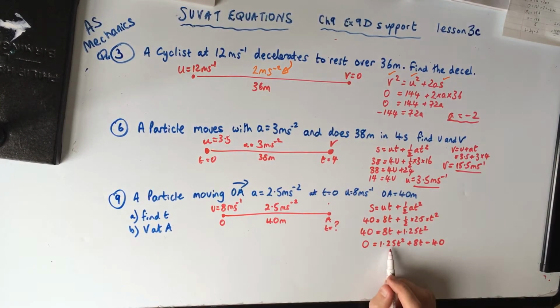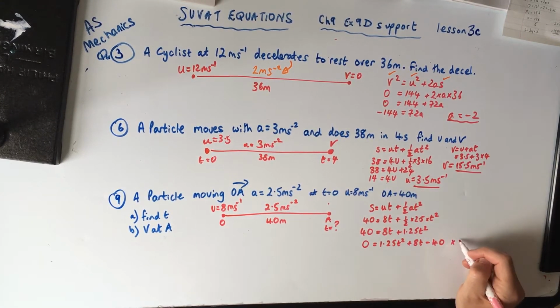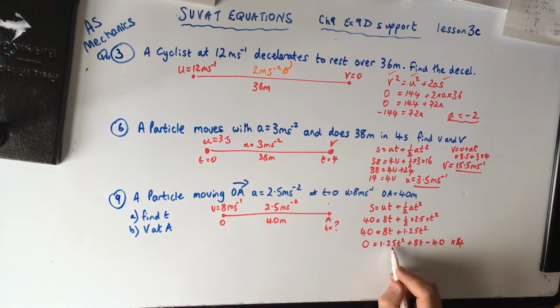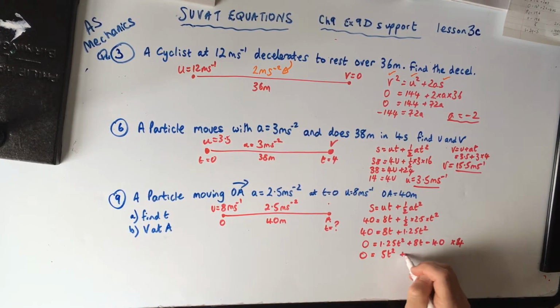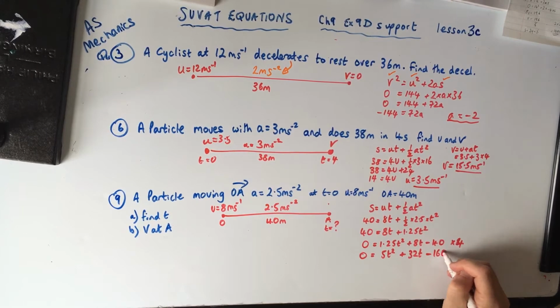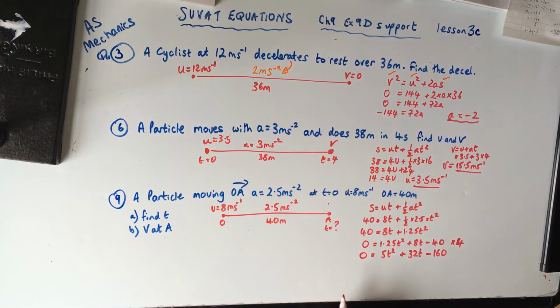Now that there, I don't like that, so I'm going to times both sides by 4, and that will give me 0 on that side. If I times this by 4, it's going to give me 5t squared plus 4 8s are 32 t minus 160. Okay, so it gives me that. I'm not even going to try and factorise that. It may factorise, but I'm going to use the formula now.